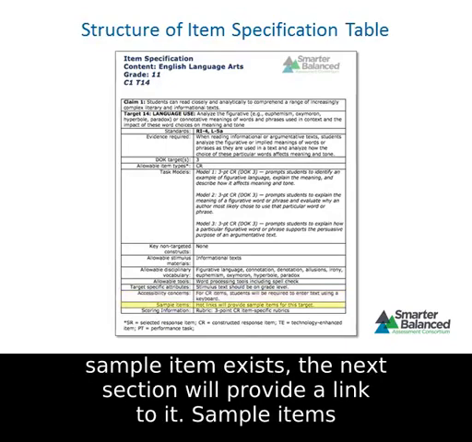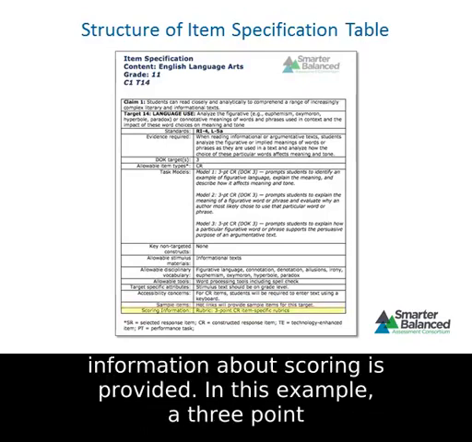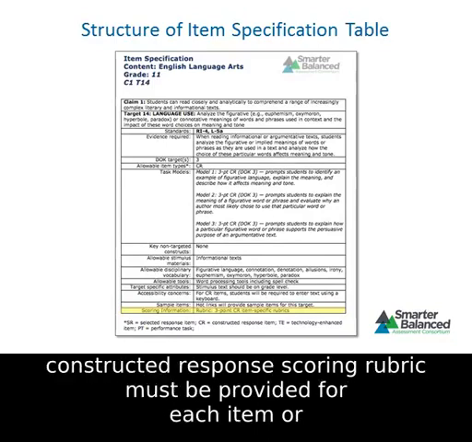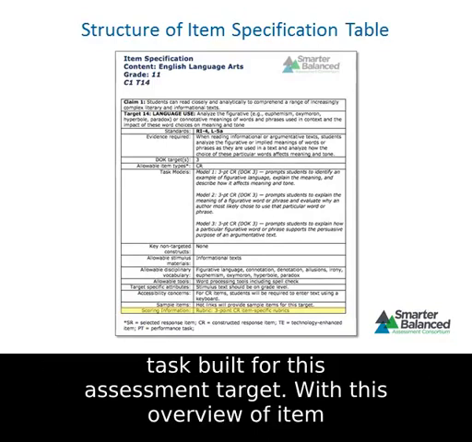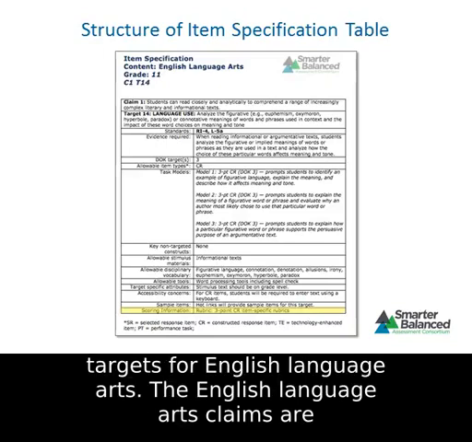If a sample item exists, the next section will provide a link to it. Sample items provide models for what an item or task might look like. Finally, information about scoring is provided. In this example, a 3-point constructed response scoring rubric must be provided for each item or task built for this assessment target. With this overview of item specifications, let's take a closer look at the claims and assessment targets for English Language Arts.